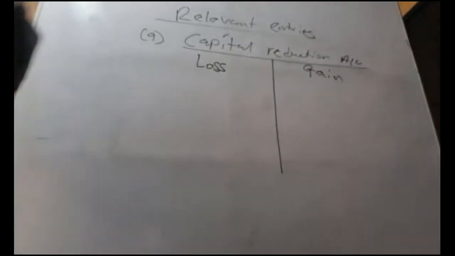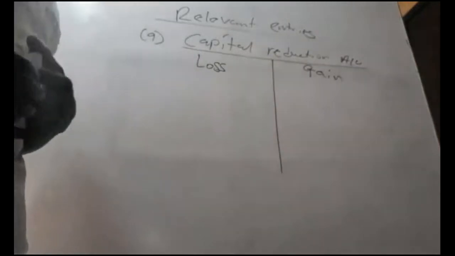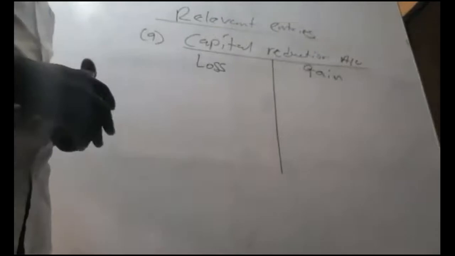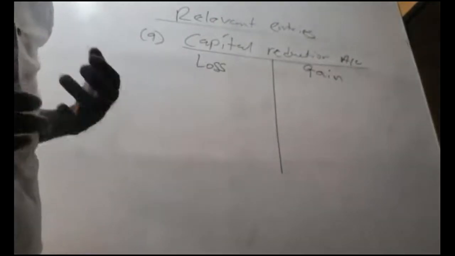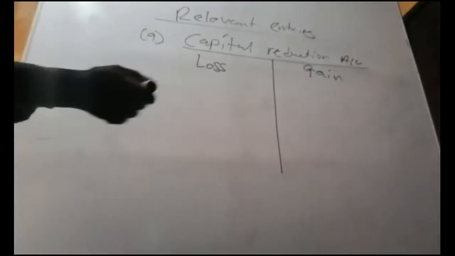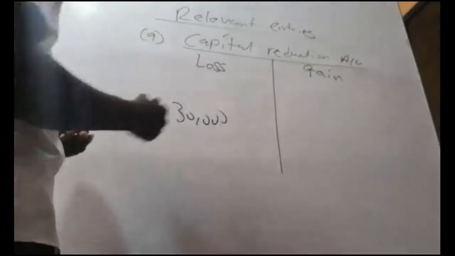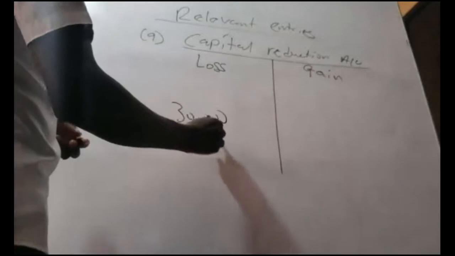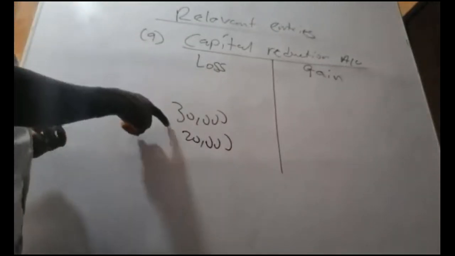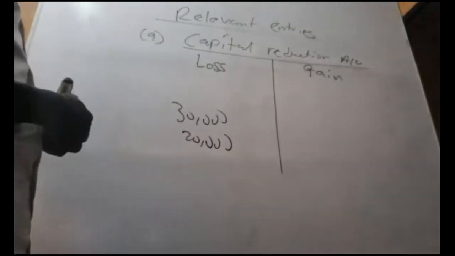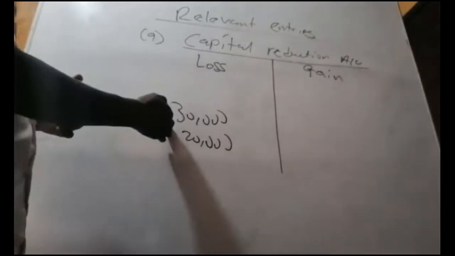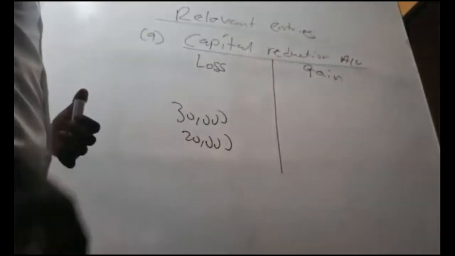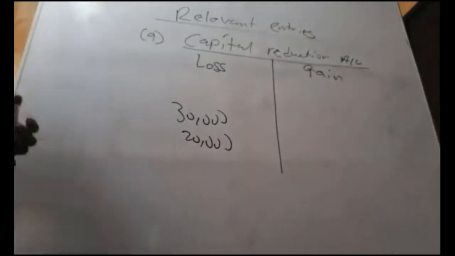This capital reduction scheme that they have designed for you involves reduction of capital, cancellation of shares, conversion of shares. Somebody can have 30,000 in a business and you can decide to convert it to shares of, let's say, 20,000. Then we are gaining. We are using this gain to offset some of the losses.